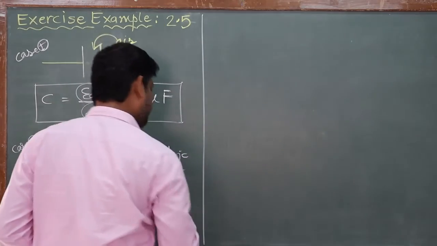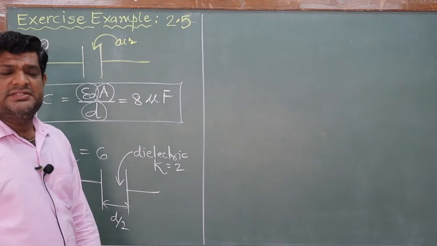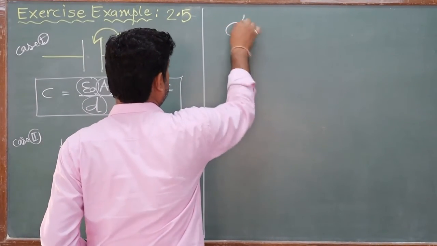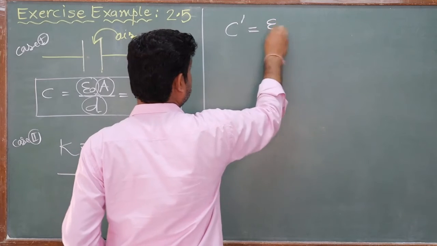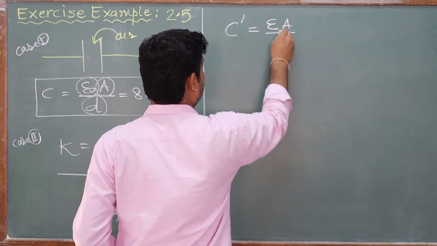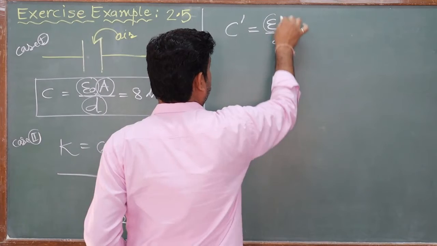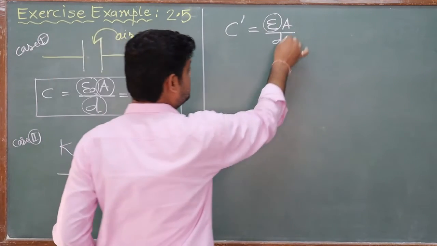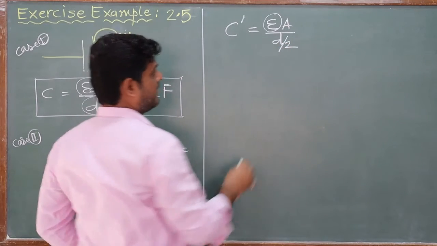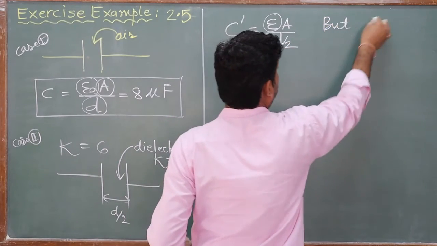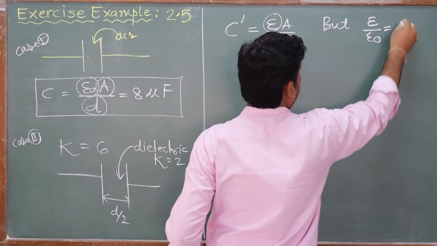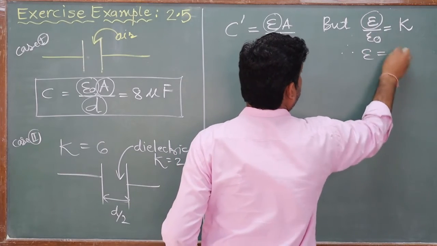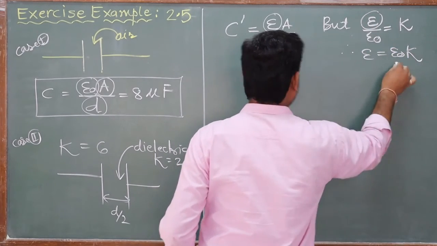Students, we have already studied the capacitance of the capacitor. When a dielectric medium is kept, at that time the new capacitance C equal to epsilon A by D, where epsilon is the permittivity of the given medium. Here the distance is decreased to D by 2. But we know that epsilon divided by epsilon 0 equals K. Therefore, instead of epsilon we can write epsilon 0 K. So put this value over here.